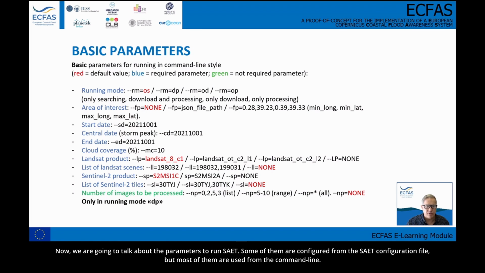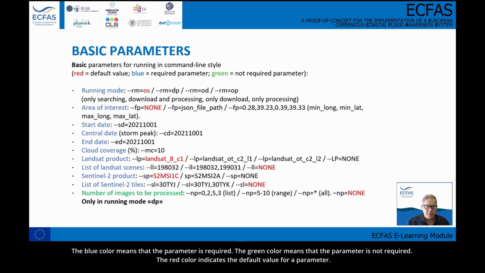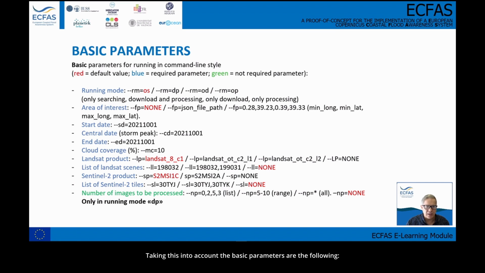Now we are going to talk about the parameters to run SAET. Some of them are configured from the SAET configuration file, but most of them are used from the command line. First, let's see the basic parameters. The blue color means that the parameter is required. The green color means that the parameter is not required. The red color indicates the default value for a parameter. Taking this into account, the basic parameters are the following.